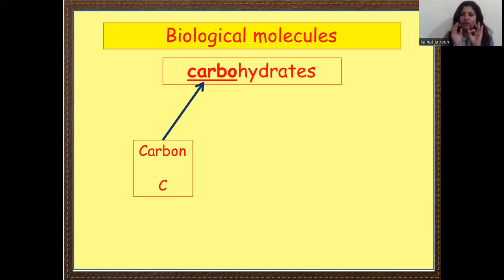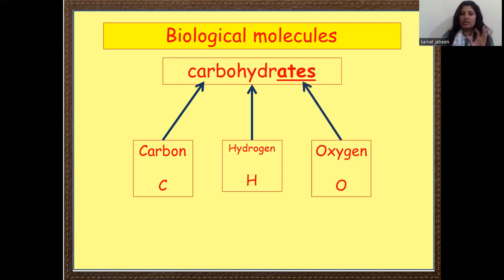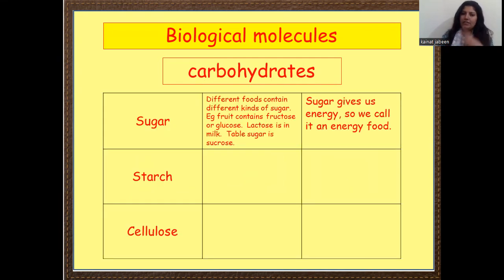Carbohydrate is a combination of three things. Carbo means carbon, hydra means hydrogen, and oxy means oxygen. So carbohydrate consists of carbon, hydrogen, and oxygen. An example is glucose, C6H12O6. Different carbohydrates are sugar, starch, and cellulose.